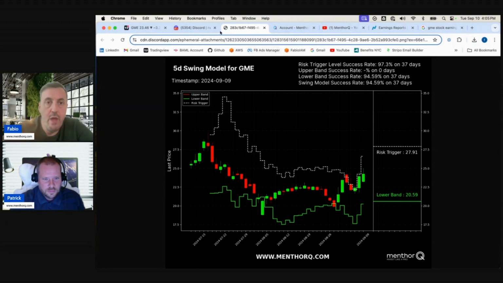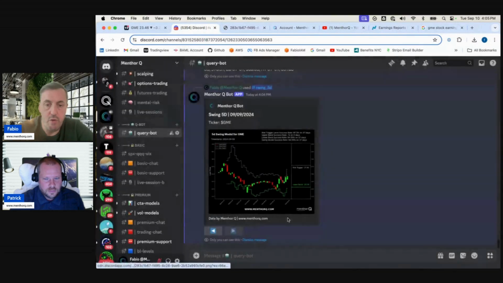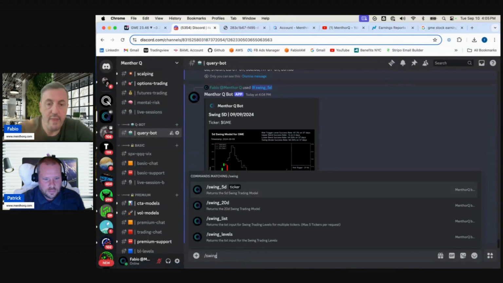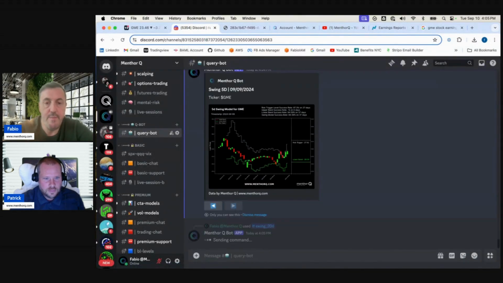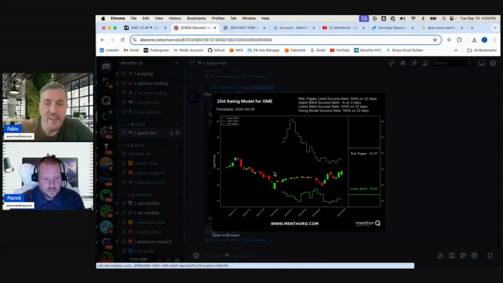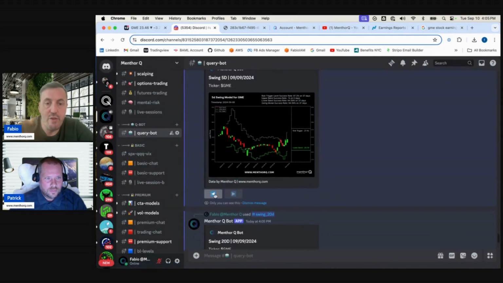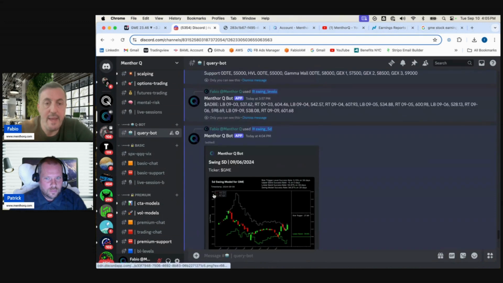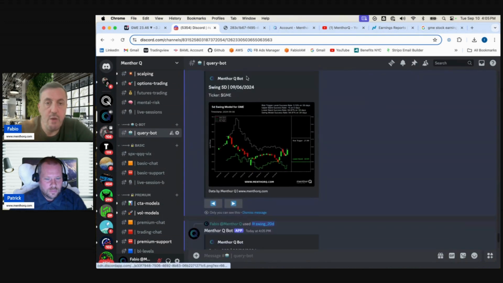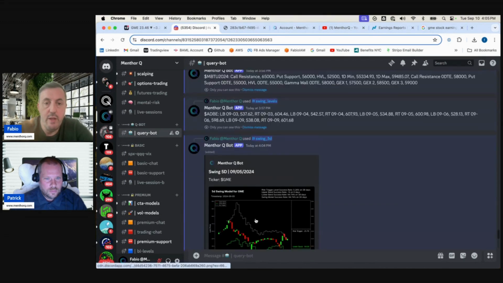If we go back here, we can also look at our 20-day swing model. We can type in 20 days and GME, and we see a similar picture. Those are the bands. Our lower band over the next 20 days is 16.93, and our risk trigger is 31.57. This is also the backtesting. You can go back in time up to 5 days in the past by clicking on the arrow here. So we can go back to Friday's data and see how it has changed, and then to Thursday's data.